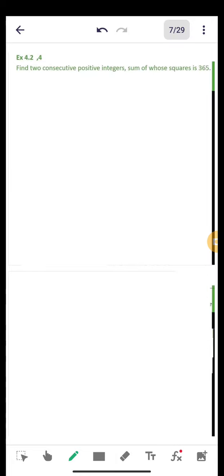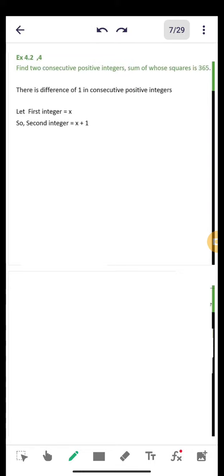Find two consecutive positive integers, sum of whose squares is 365. So what are consecutive positive integers? I gave you this example before also. What is consecutive of 3? It's nothing but 4, the next number. So I get the next number by adding just 1 to the previous number. So let the consecutive numbers be x and x plus 1.